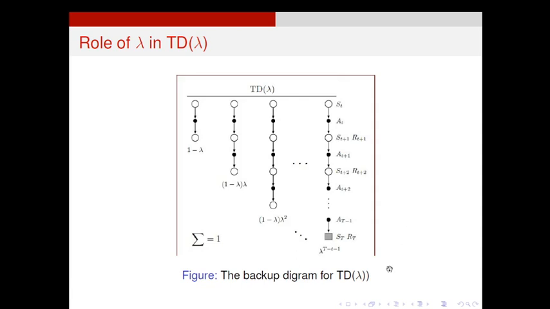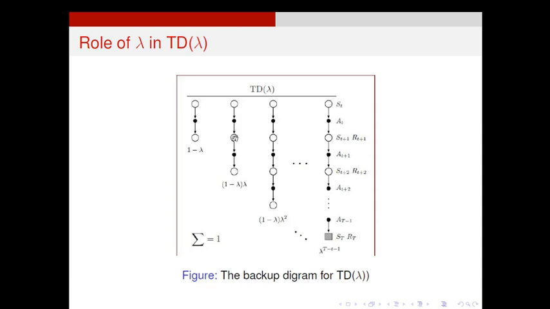Now look into this backup diagram proposed by Richard Sutton. This is the one step return. In that case, the coefficient is 1 minus lambda. I repeat, this is my one step return. That means the state s t is updated with a single state value and the corresponding coefficient is 1 minus lambda. Here, how many state values are used for the update? State 1, state 2 to get an update for this initial state.